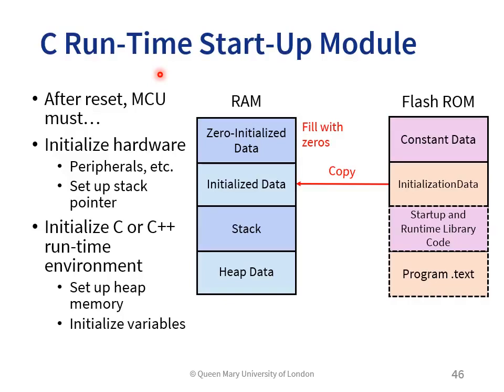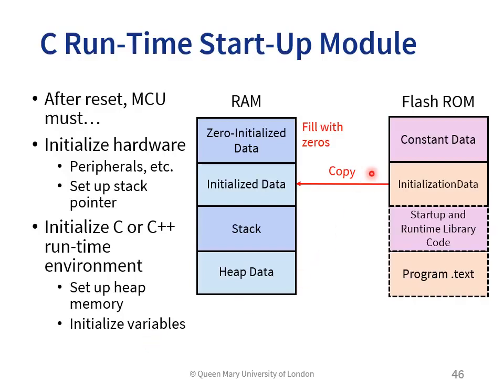After reset, the MCU has to initialize the hardware with a number of different peripherals, setting up the stack pointer. In ARM, we're loading that to the highest address of the space allocated because it's full descending. After that, we have to initialize the C or C++ runtime environment. Steps like setting up the heap memory for malloc or calloc, and also initializing the variables.